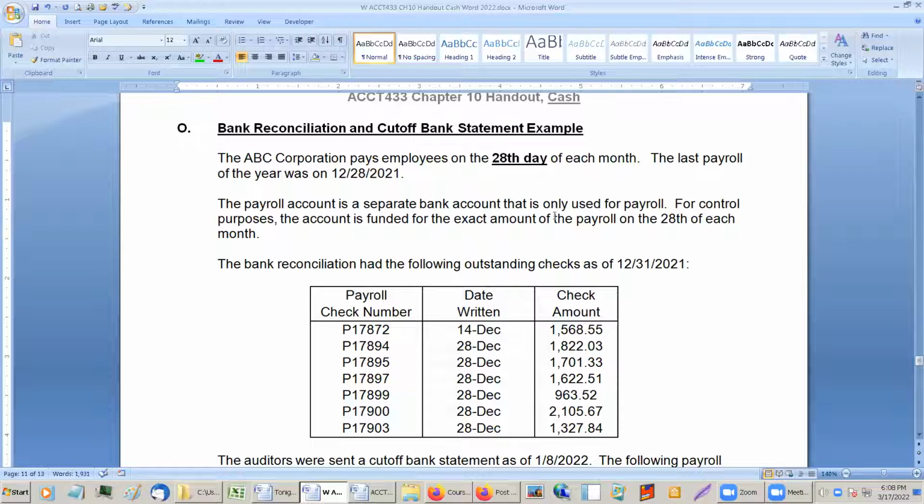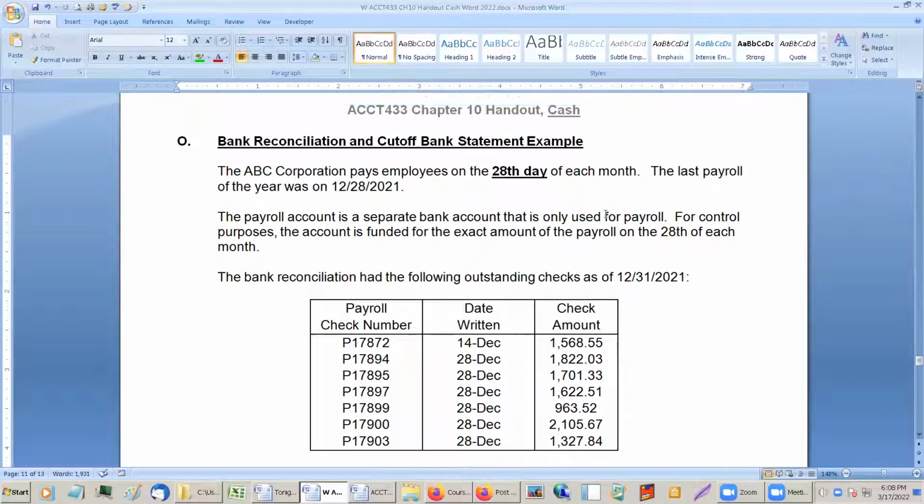Okay, they're paid on the 28th day of each month. For some reason I got there. Oh, it's funded for exactly the payroll. Okay, so there's a control.